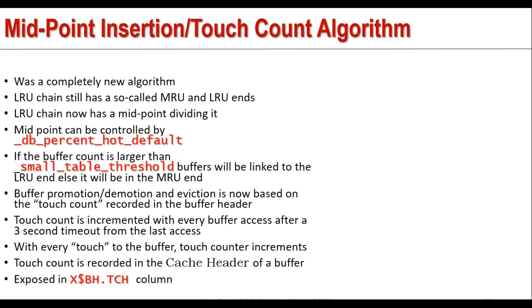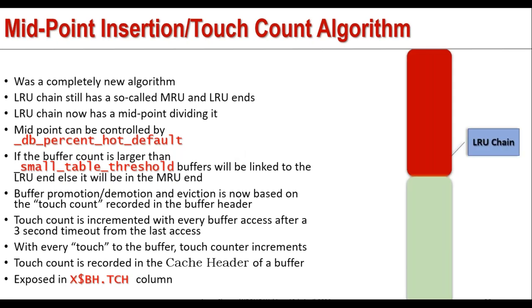Now, the way these buffers are considered hot and cold is tracked using a counter, which is called the touch counter. This touch counter is incremented every 3 seconds, which means you need a 3 second timeout to have the counter incremented. The counter is tracked in another header of your buffer, called the cache header. There is another header called the transaction header, but there is a separate cache header as well. If you want to see these counters, you can see them through the TCH, or touch count column, in your $BH.